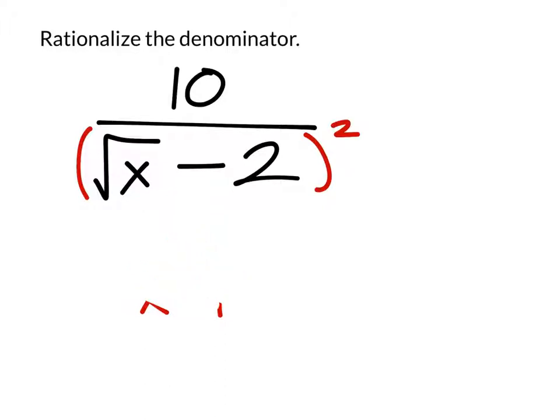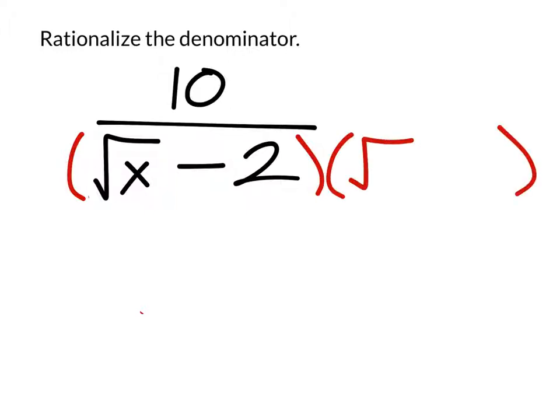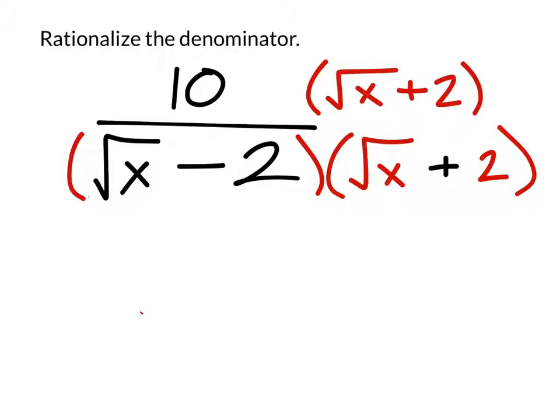To rationalize a denominator like this, we need to multiply it by its conjugate. So its conjugate, in this case, we keep the same 2 and the square root of x, but we just change the sign in between them. It was minus 2, so now we're going to make it plus 2. We just need to remember as well that if we multiply that in the denominator, we need to multiply it in the numerator as well.